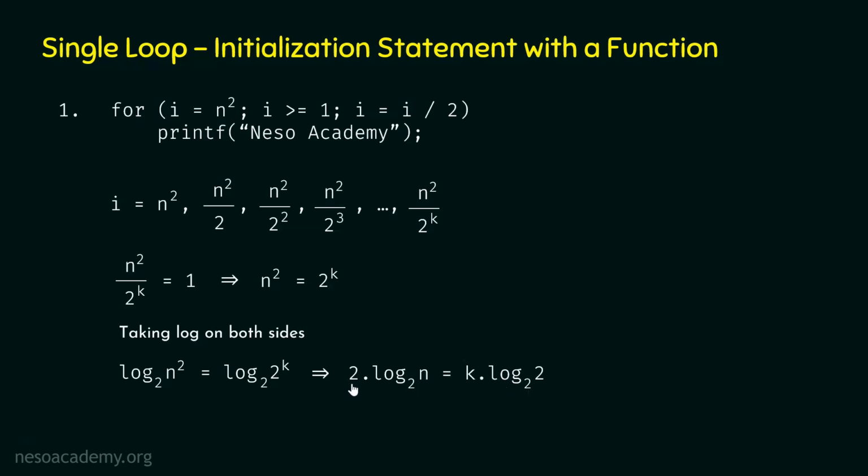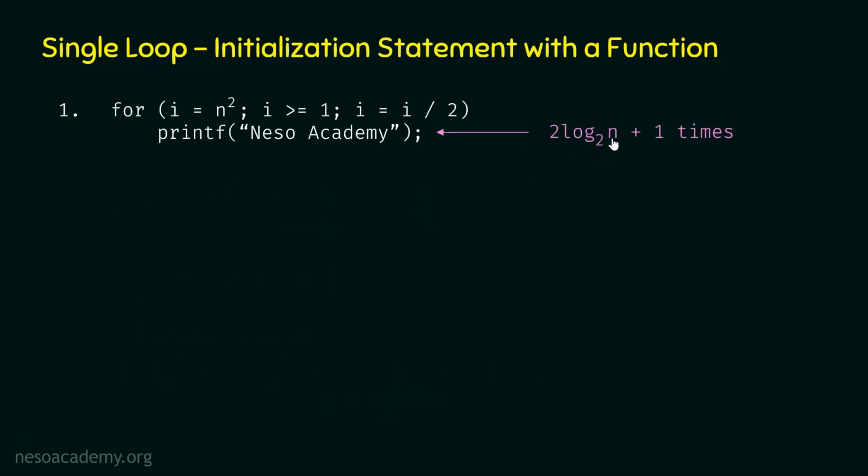And here we are having 2 times log n base 2. So clearly the value of k is 2 times log n base 2. This is the value of k in terms of n. Now, in place of writing k plus 1 times here, we can write 2 times log n base 2 plus 1 times. This statement will run 2 times log n base 2 plus 1 times. As this is the frequency count of this instruction, therefore the time complexity is theta of log n.